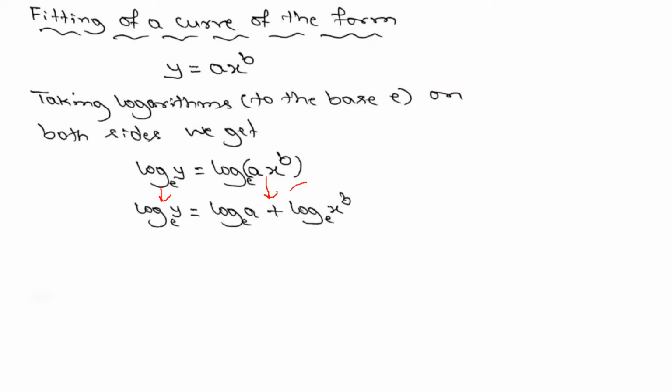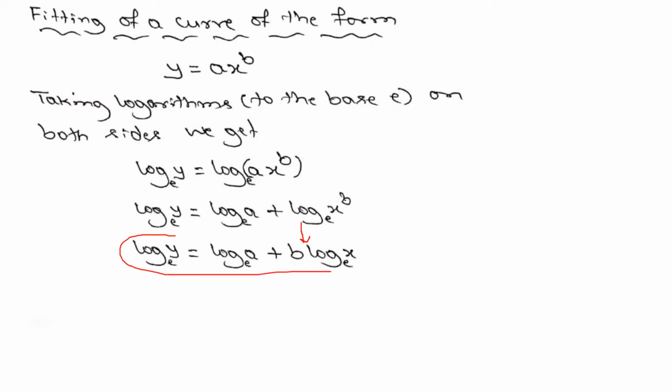Again we apply one more property of logarithms. It is of the form log m to the power n, which is n log m. Let us use the property and rewrite this. So after using the property we got b log x to the base e. Now this is in the linear form. This equation we have reduced to the linear form.